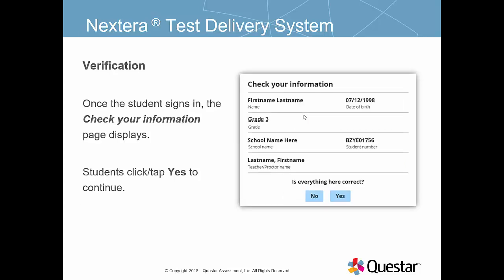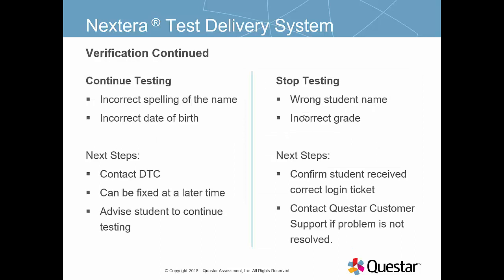After students log in, they will see a verification screen. They will check this information to make sure it is accurate. If everything is correct, they will press yes. If it is incorrect, they will press no. If the spelling of the name or date of birth is incorrect, the student may continue to test. If the wrong student name appears or the grade is wrong, please contact your building principal, who will contact Mr. Lovett to have it fixed.